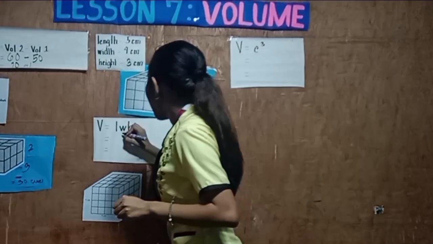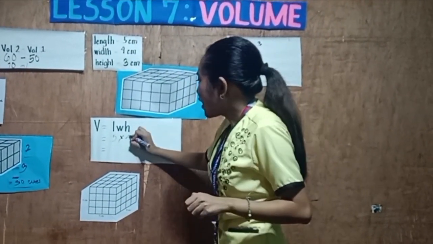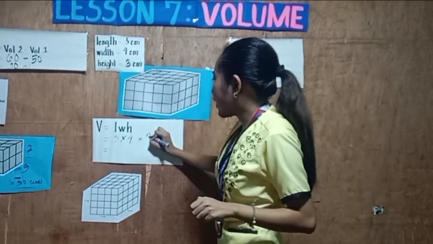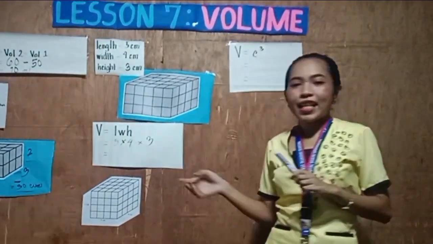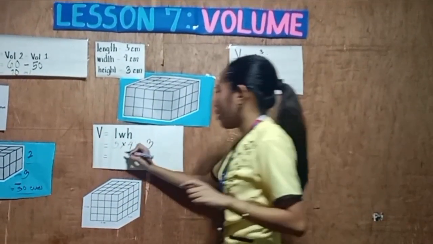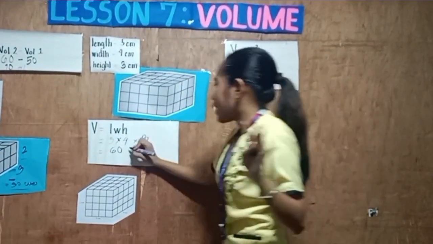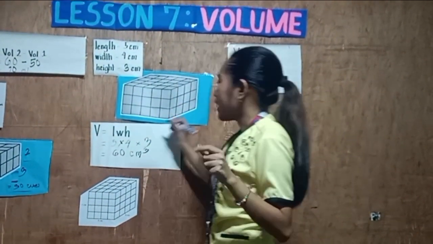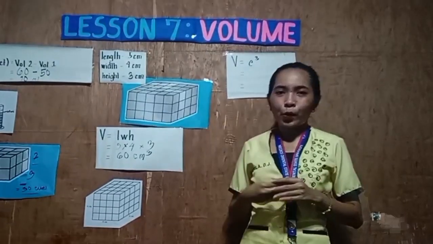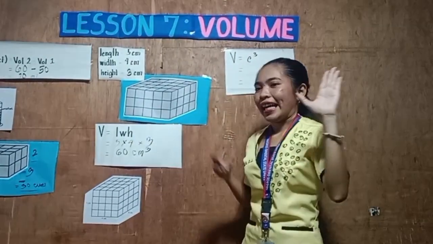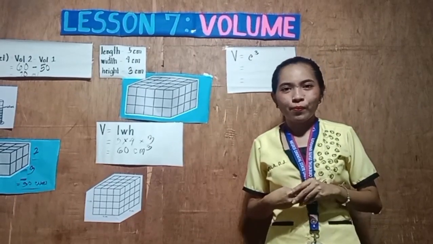So we have here our length is 5, our width is 4, and our height is 3. So 5 times 4 is 20. Times 3 is 60. So we have here 60, and let's not forget our units. So 60 cubic centimeters. Do you have questions for finding the volume of a rectangular prism? Okay, since none, then let's proceed to finding the volume of a cube.